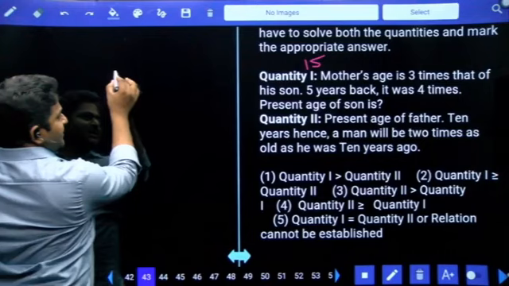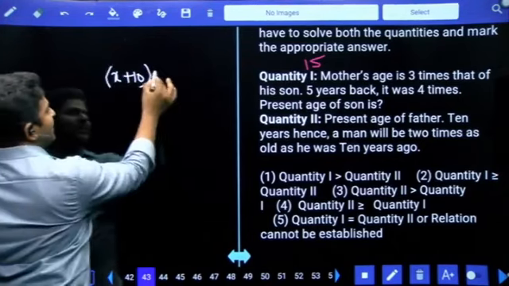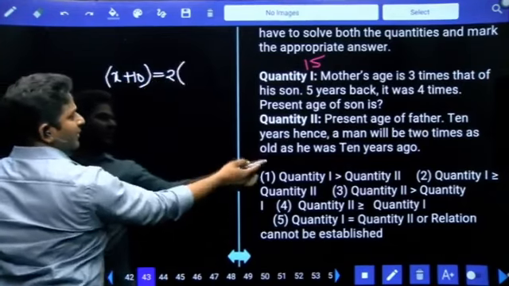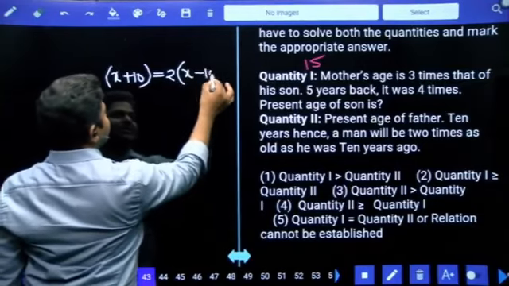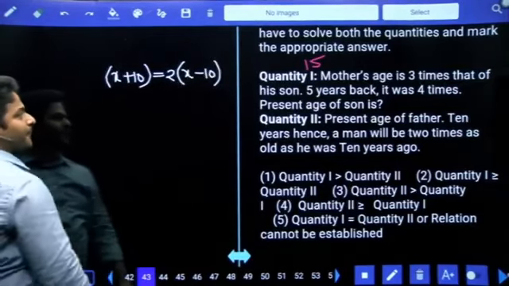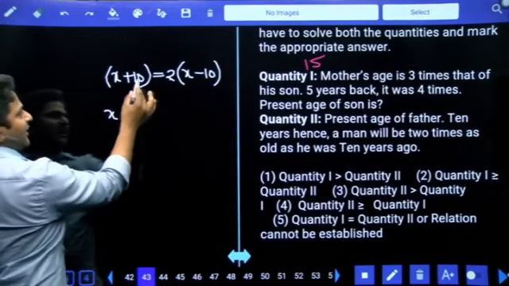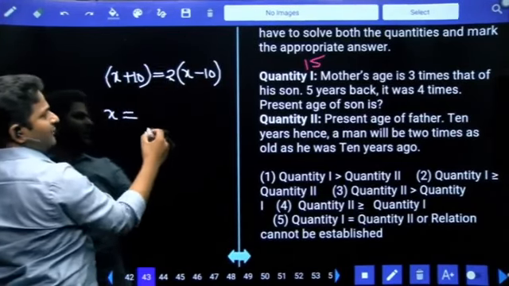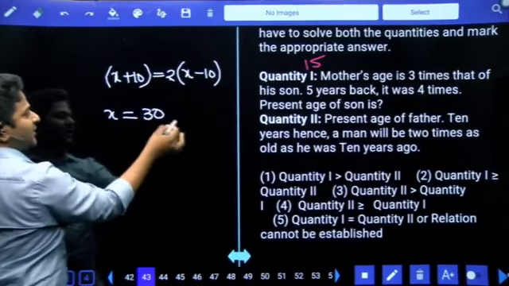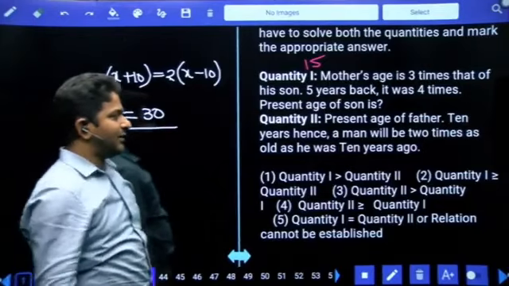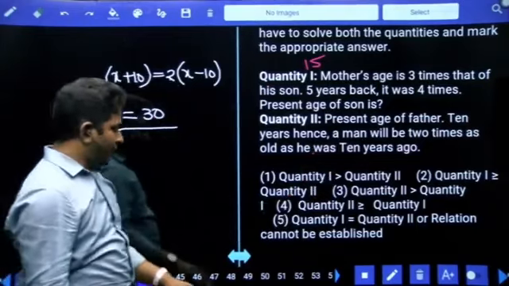10 years hence, a man's age becomes x plus 10, which will be 2 times as old as he was 10 years back. His age 10 years back was x minus 10. So x plus 10 equals 2 times x minus 10, and the difference is x. The 10 and minus 20 come to the left hand side, that becomes plus 20. 10 plus 20 is equal to 30. x is equal to 30. Now Q2 is 30, Q1 is 15. Q1 is less than Q2.